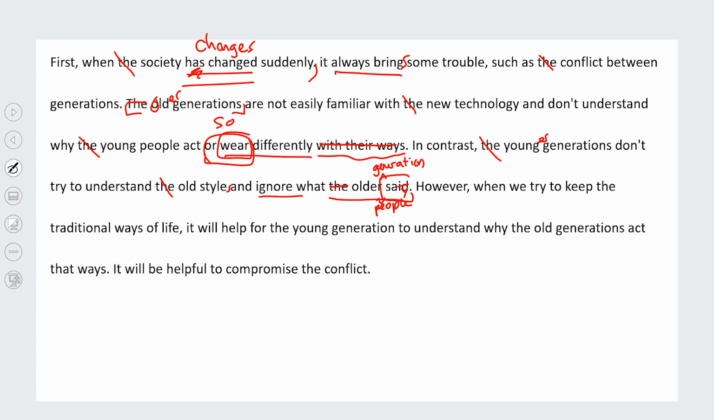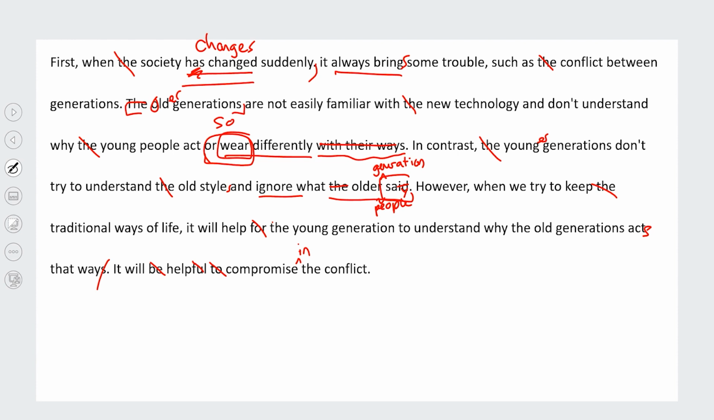However, when we try to keep traditional ways of life, it will help the young generation to understand why the old generation acts that way. It will be helpful to compromise the conflict. It will help compromise in the conflict. So okay, fine. When society changes, there's conflict between the old generations.